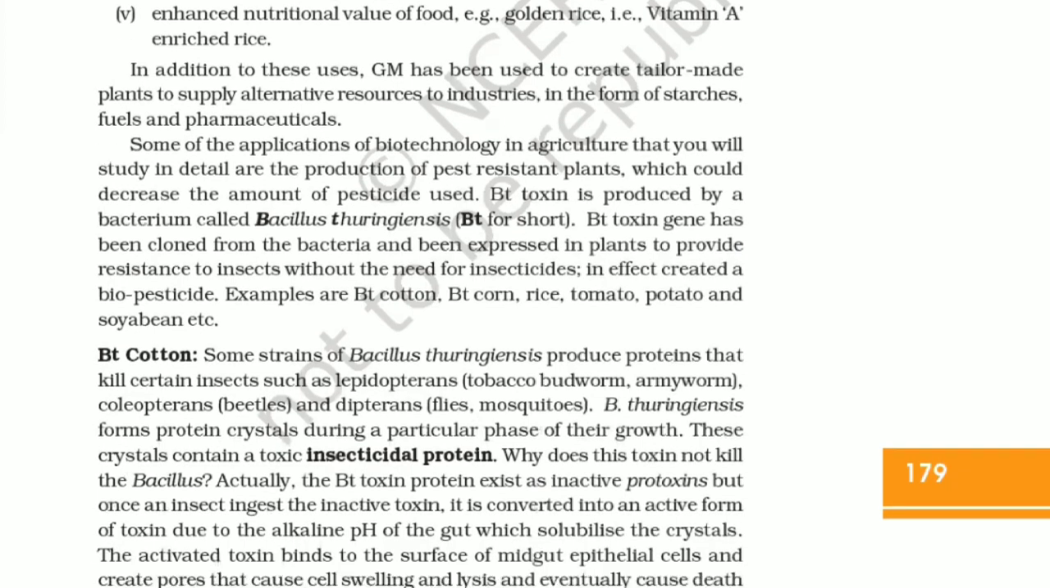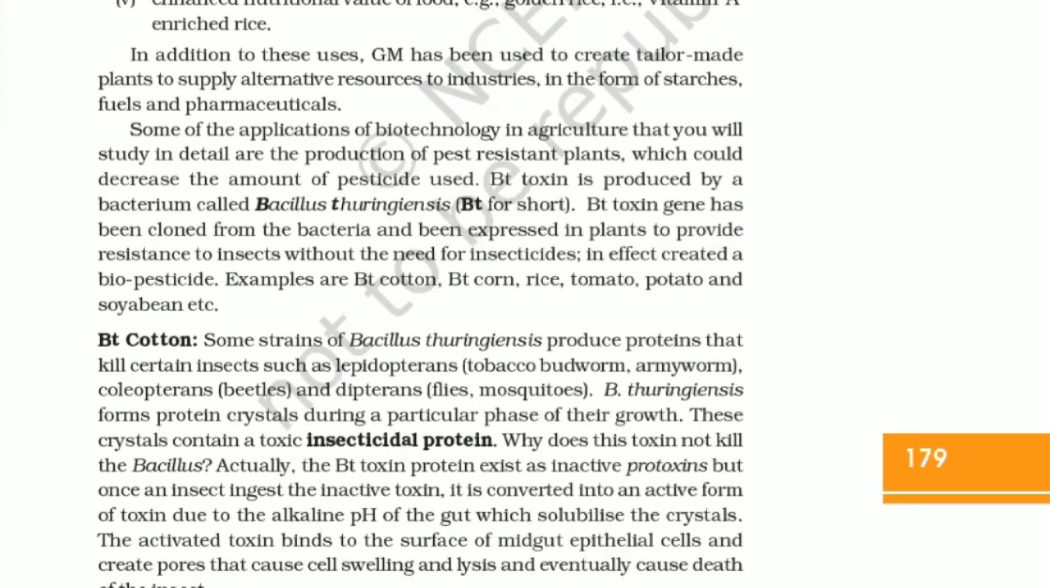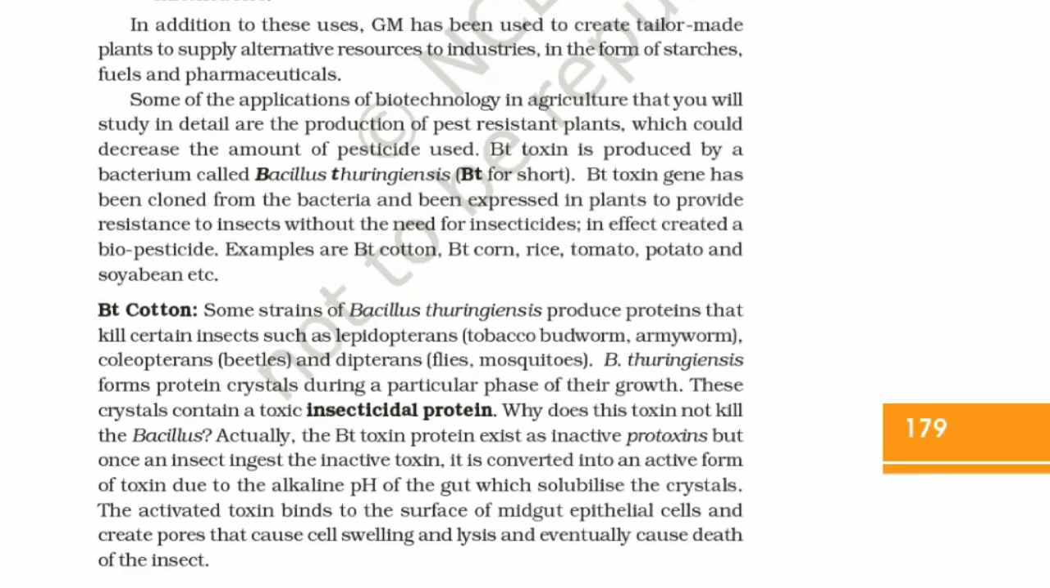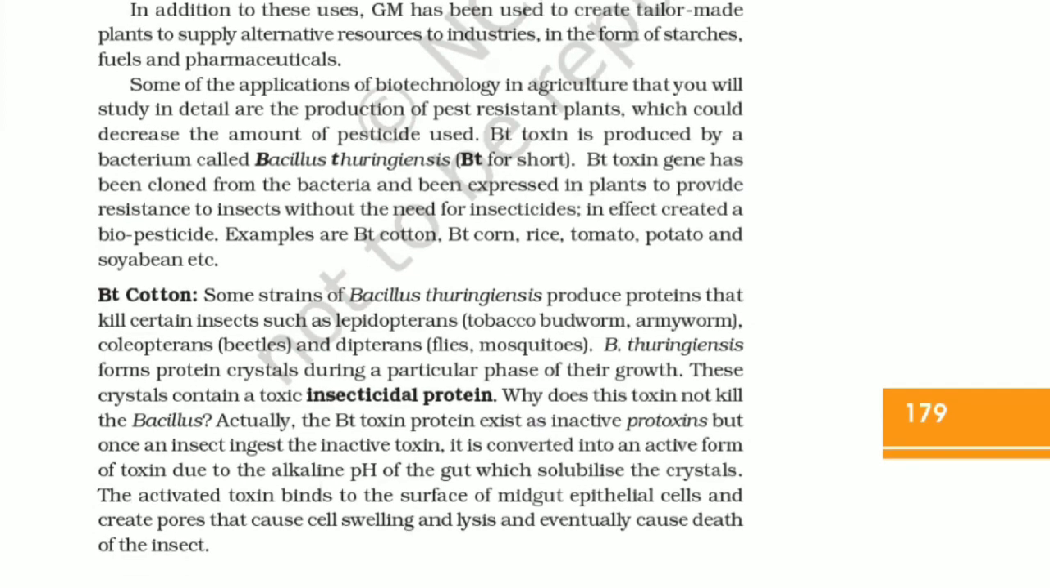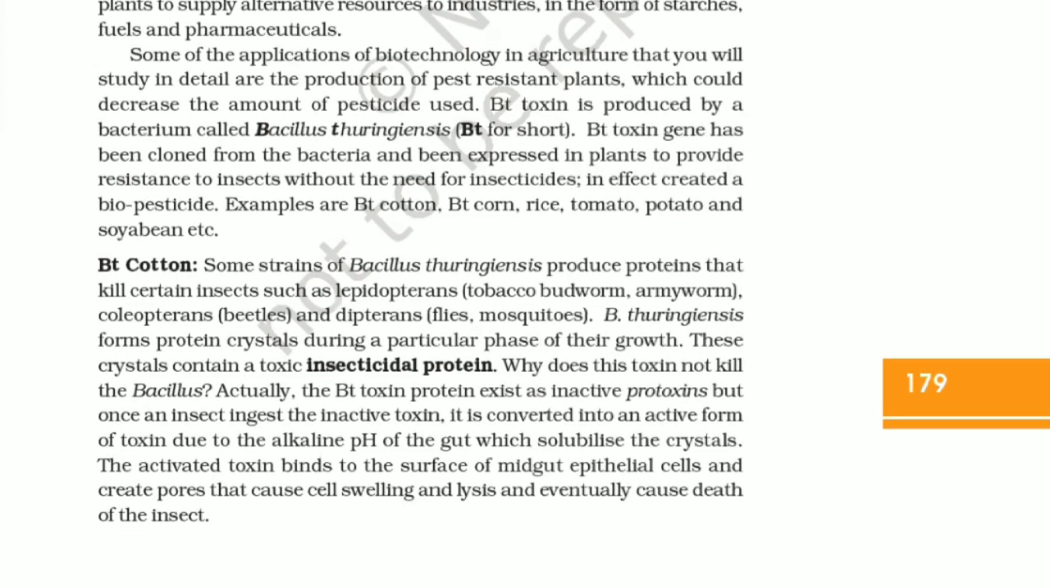In addition to these uses, GM has been used to create tailor-made plants to supply alternative resources to industries in the form of starches, fuels, and pharmaceuticals. Some of the applications of biotechnology in agriculture that you will study in detail are the production of pest-resistant plants, which could decrease the amount of pesticide used.